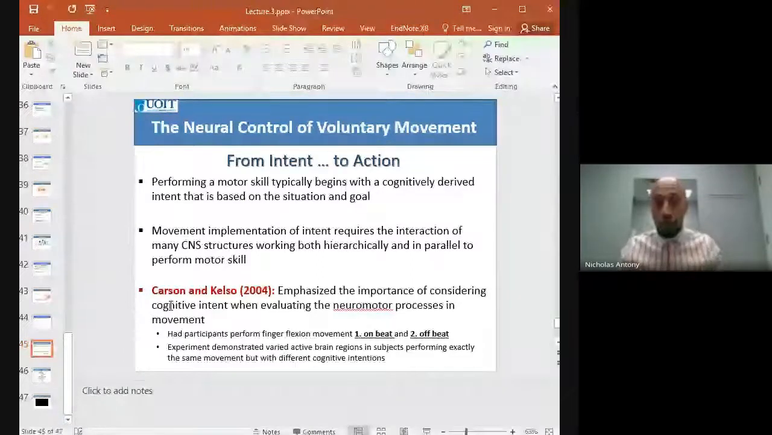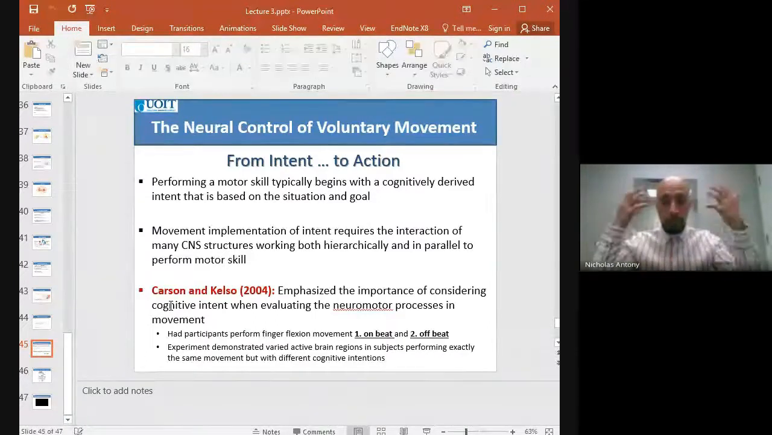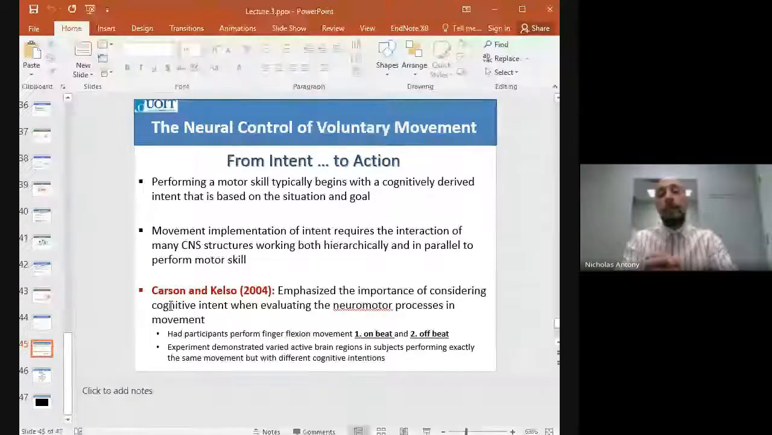So even though it should be the same, you're flexing your finger, that the activation, the motor planning areas, everything should be similar, because you're going different from perceiving on beat versus off beat. It changes the motor planning areas, the intent. So that's why MEG machines are so important, because looking at what muscles to activate is just one part of the process. We have to look at how cognitively all of the sensory information we're taking in is processed together.